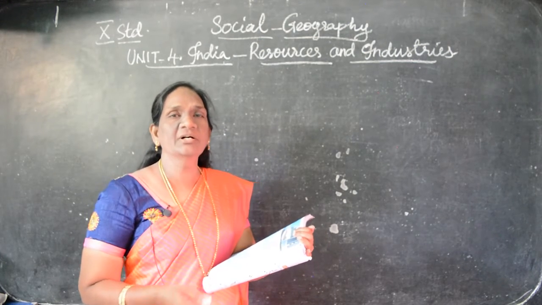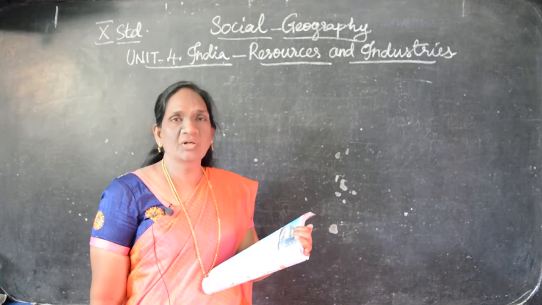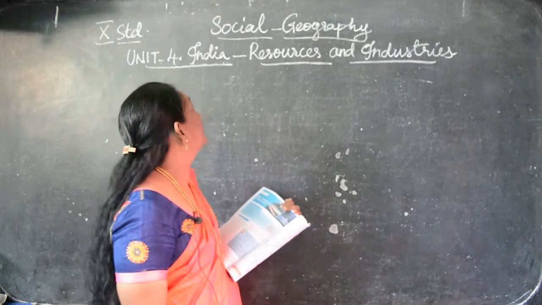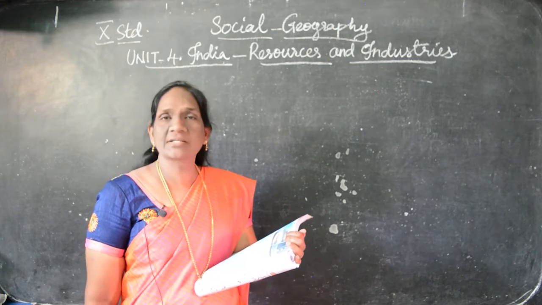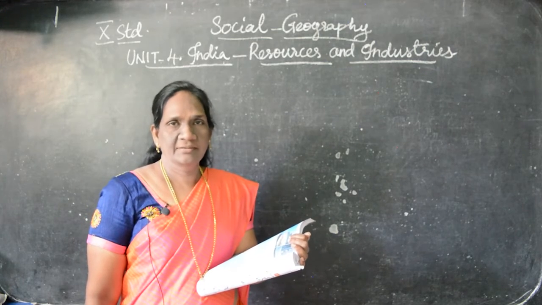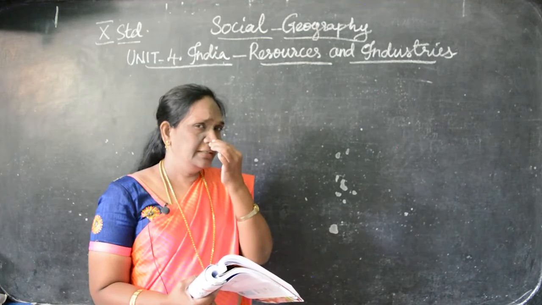Just take out your 10th standard. This is social science, geography. Now I am going to take unit 4, that is India, resources and industries. Understand? Today we are going to see India's resources and industries.